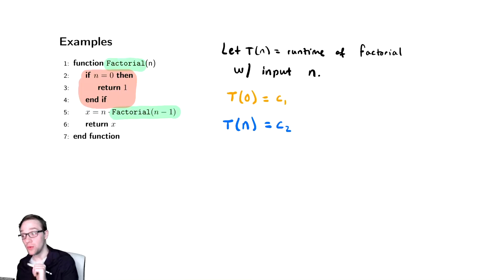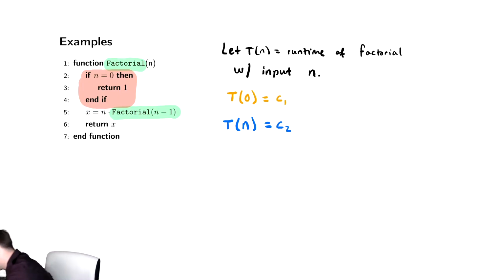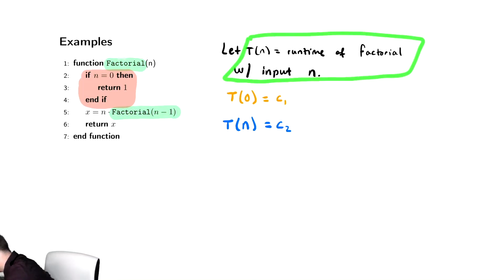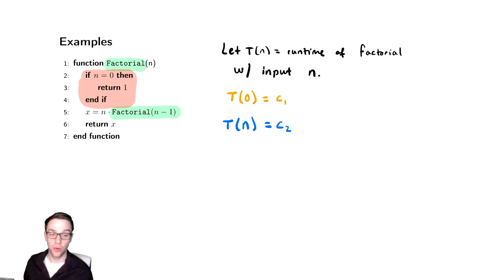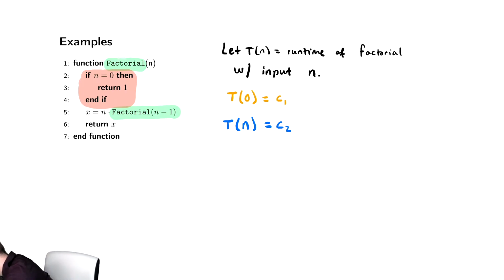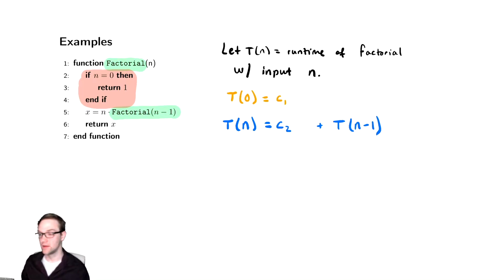But actually, we do. We have an expression that tells us how long factorial takes. By definition, t of n is how long factorial takes with size n. So if I call factorial with input of size n minus 1, the time for that is going to be t of n minus 1. This may seem a little strange at first.